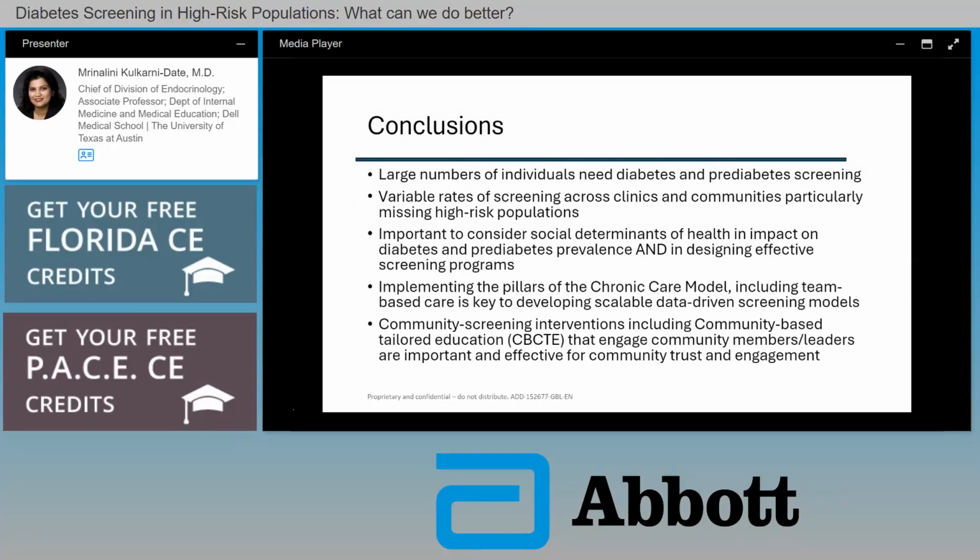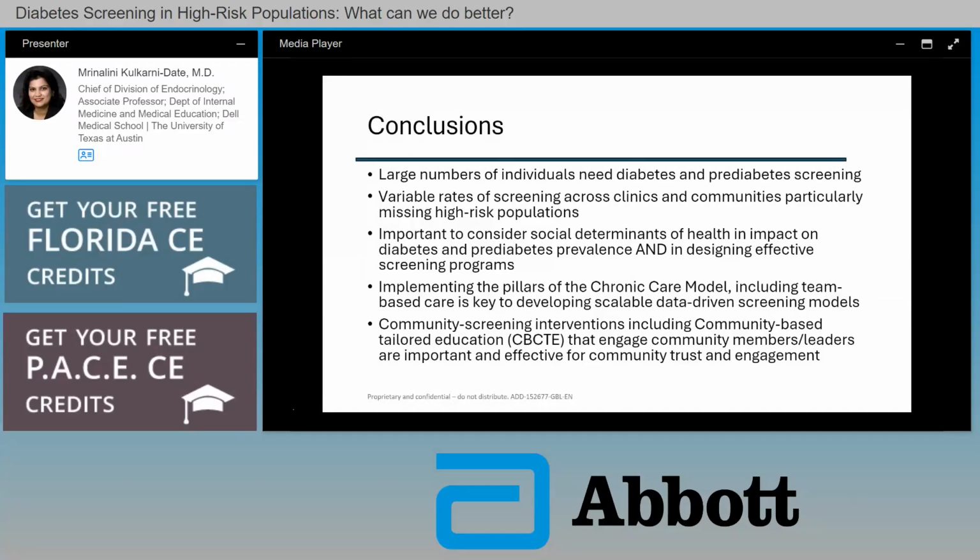So hopefully you got some new insights about diabetes and prediabetes screening. So just in conclusion, we know that we have a large number of individuals that need diabetes and prediabetes screening. We know that the current rates of screening across clinics and communities are variable, and we are in particular missing the high-risk populations who have a higher risk of prediabetes and diabetes. I hope I've conveyed that it's very important to consider social determinants of health and impact in diabetes and prediabetes prevalence, and in designing effective screening programs.